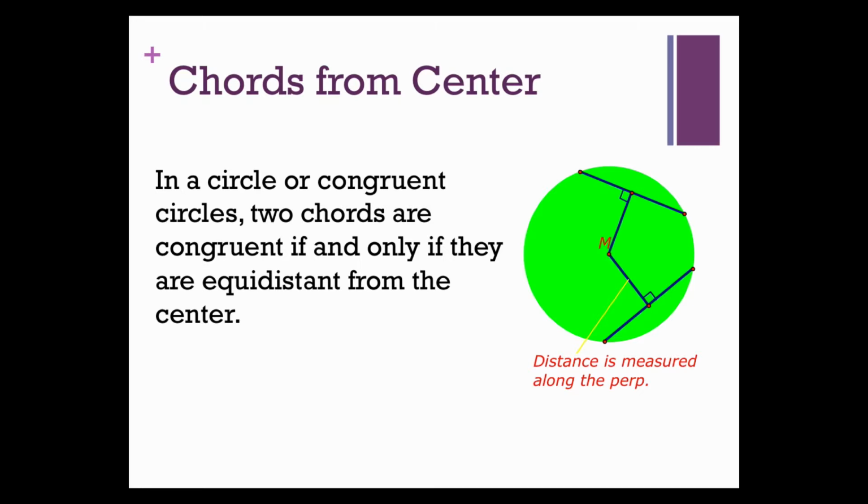If two chords are congruent, then they're equidistant from the center of the circle. Well, how do we measure the distance from a point to a line or a point to a segment? Remember, we always measure along a perpendicular.